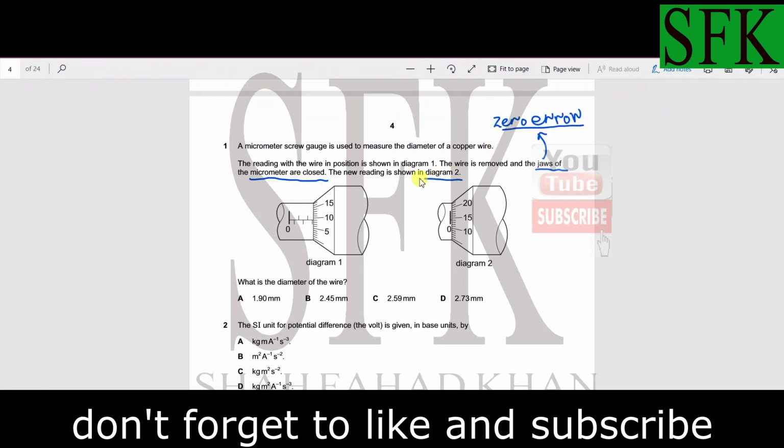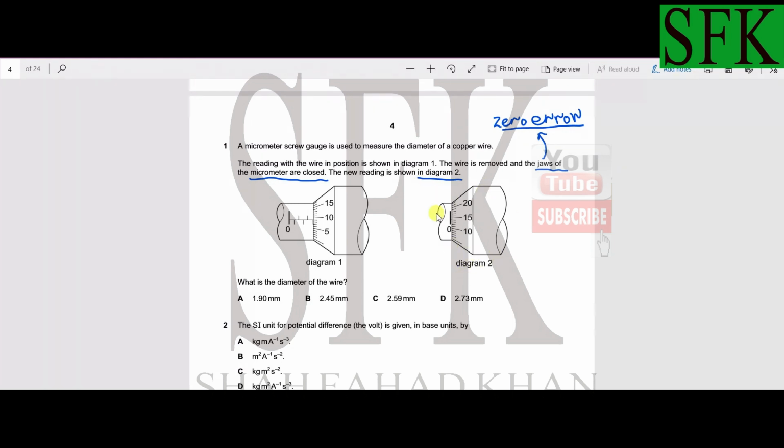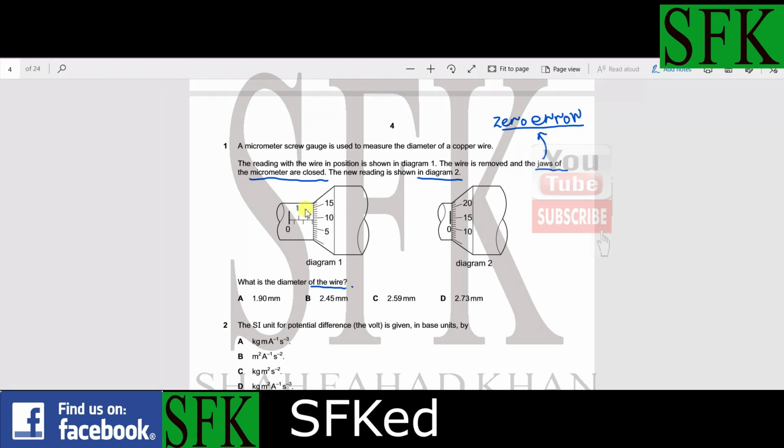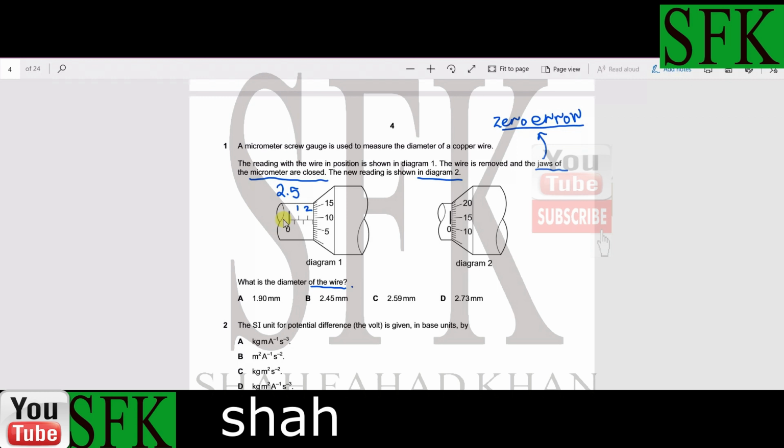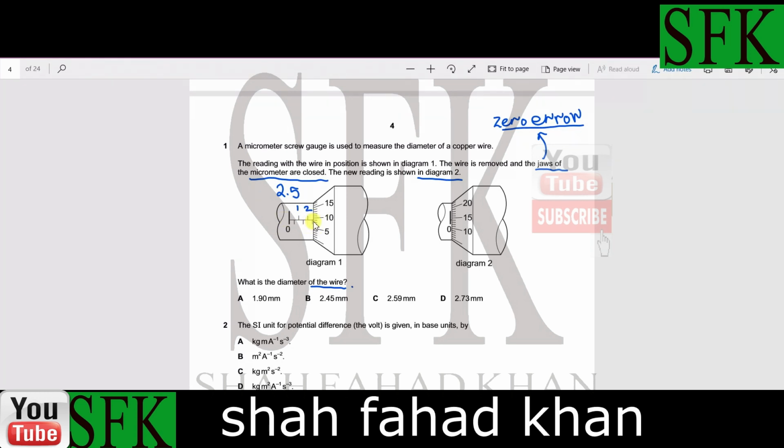Then the new reading is shown in diagram 2, so we have to check for zero error in diagram 2. What is the diameter of the wire? First of all, the sleeve or main scale and then the circular scale. We have to check the readings. 1 and 2, and then there is a 2.5 as well. On the main scale the reading is 2.5 because there is a line below the middle line, which represents a 0.5 division. Therefore the reading on the main scale is 2.5.